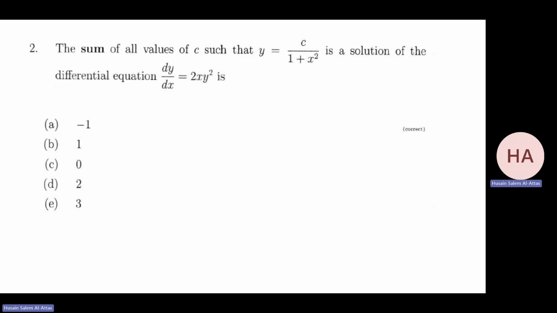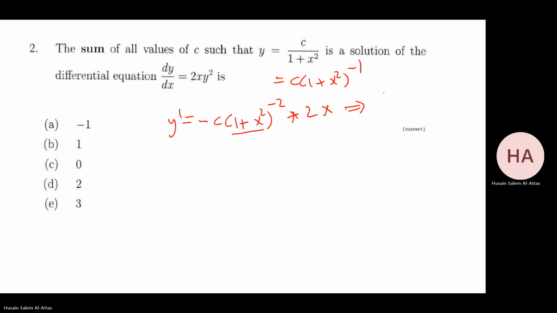Okay, the sum of all values of c, so that this is the solution of this differential equation. Same idea. I will find y prime. Maybe I rewrite it easily. That will be c times (1 plus x squared) to the power minus 1. So I'll find y prime. That will be minus c times (1 plus x squared) to the power minus 2. Don't forget chain rule, times 2x. Which I can rewrite as minus 2cx over (1 plus x squared) all squared.